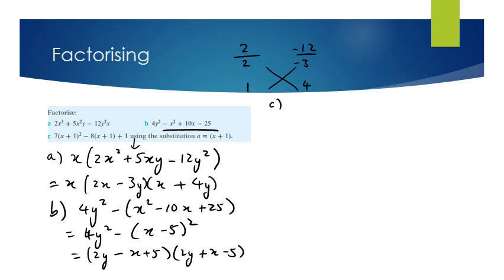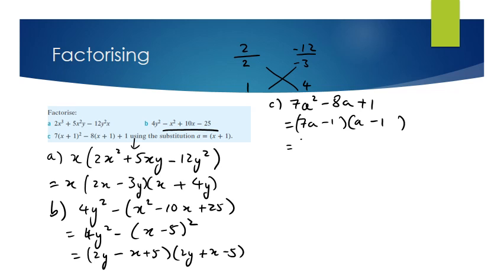Alright, C. So there are some instructions there to help you on C. We can use substitution to work it out. So instead of x plus 1, we're going to substitute it with an a. We can then factorize that out, so we get 7a, it's a negative 8, so it's minus 1, a minus 1. Then we substitute the x plus 1 back in.